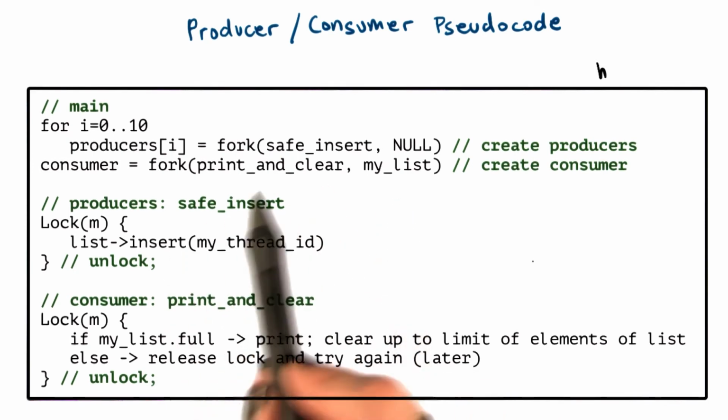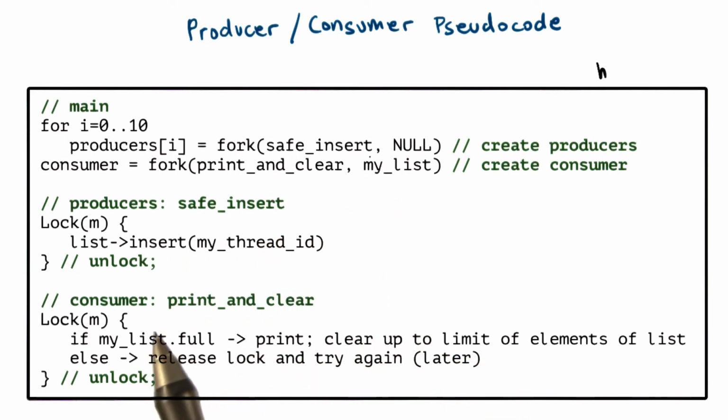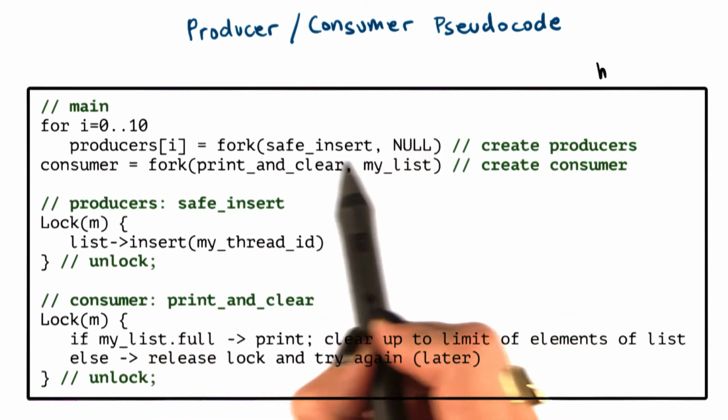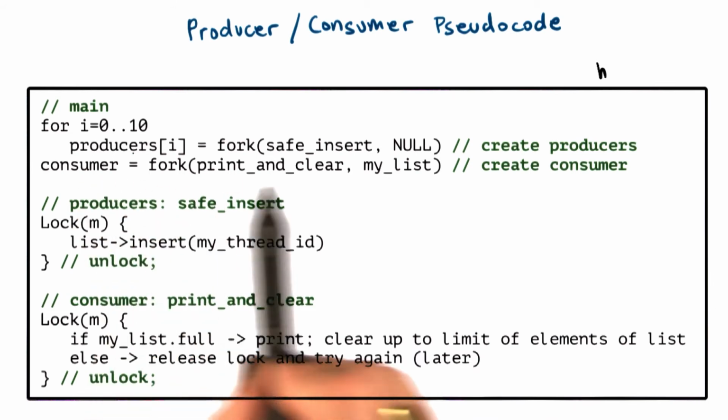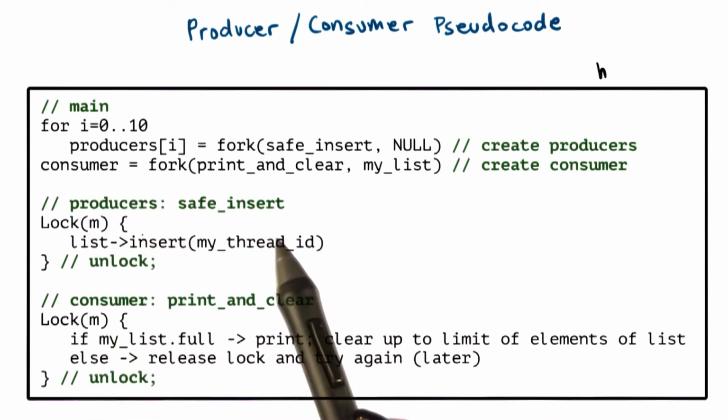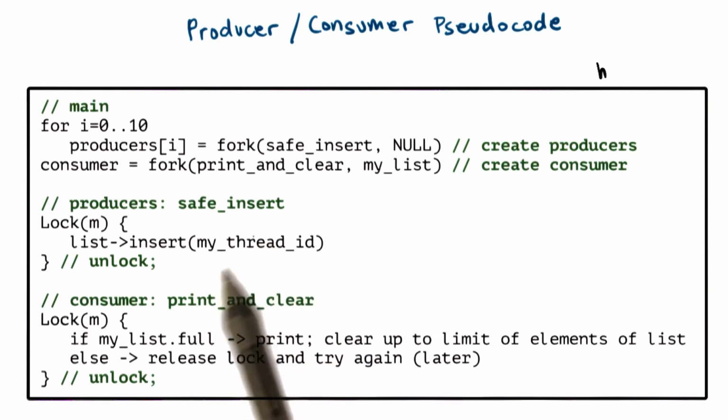For producers, the safe insert operation is slightly modified from what we saw before. Here we don't specify the argument to safe insert when the producer thread is created. Instead, every single one of the threads needs to insert an element that has a value of the thread identifier.